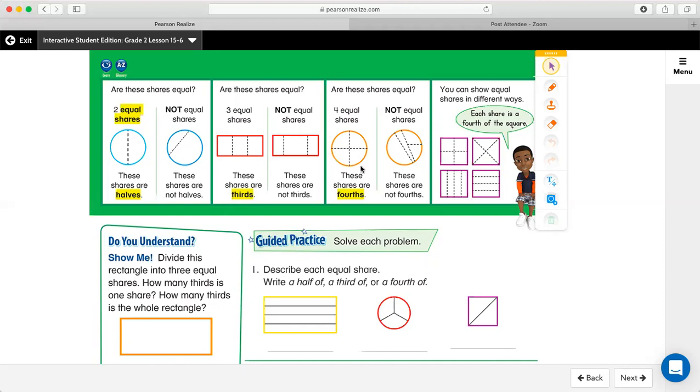We can also chop our circle into 4 equal shares. We can cut it in half from top to bottom, and we can cut it in half from left to right. And here we get 4 equal pieces. That's fourths. Here we also have 4 different pieces, but they're not equal. And finally, we can do it with rectangles or with squares. These are 4 different ways that we can make a square into 4 equal pieces.